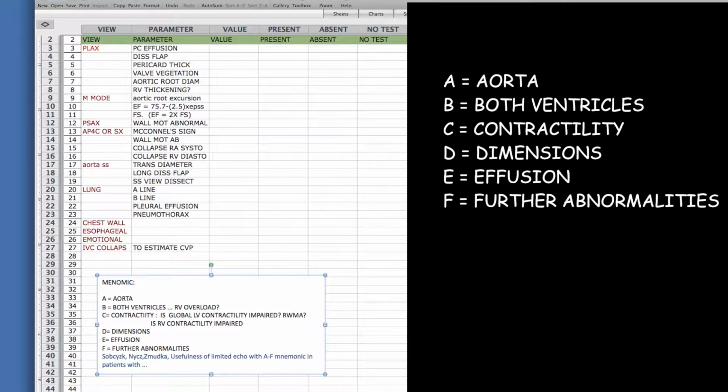It's important to use a checklist and not leave anything out so that you get a clear picture of why this patient is having chest pain. You can use a list like I've given you, or you can use a mnemonic device: A, B, C, D, E, F. A is for aorta, B for both ventricles, C for contractility, D for dimension, E for effusion, and F for further abnormalities.